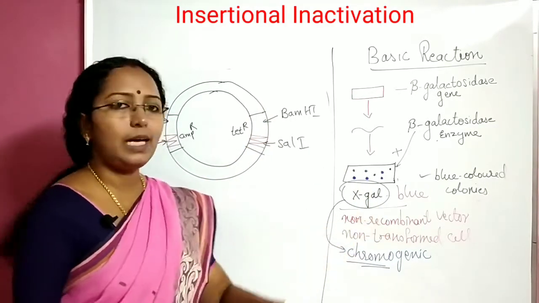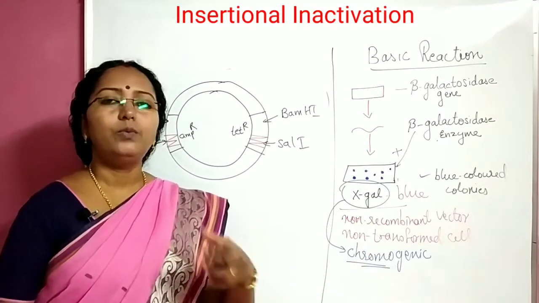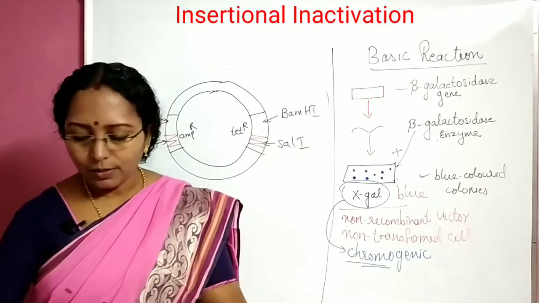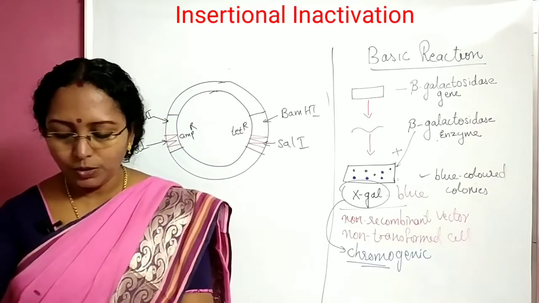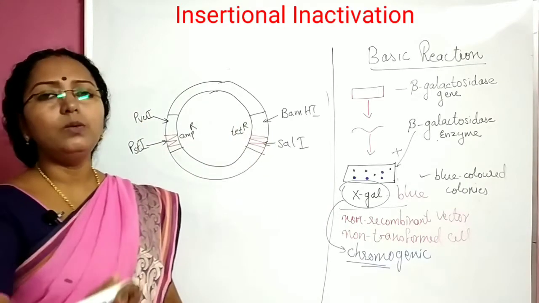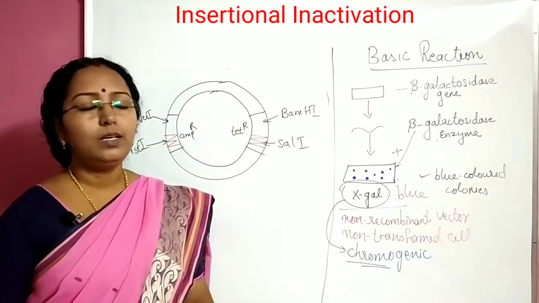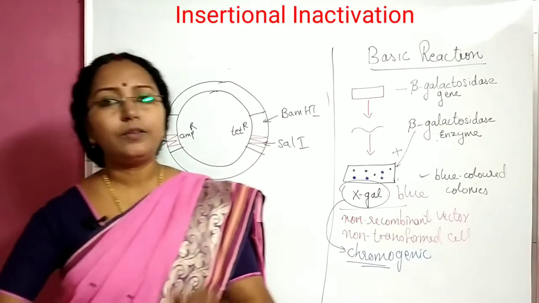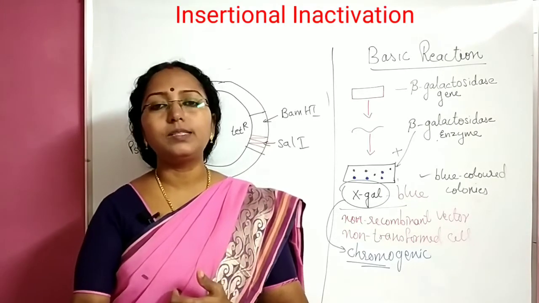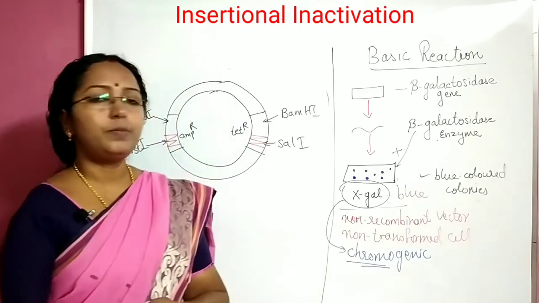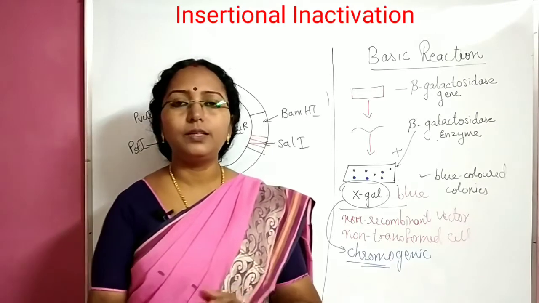But with X-gal, like this chromogenic substrate, very well with the help of the color change itself you can identify it. So chromogenic substrate is preferred over such things while you go for setting up insertional inactivation as a criteria for selecting recombinant cells from non-recombinant ones. So I hope the concept of insertional inactivation is very clear to you.